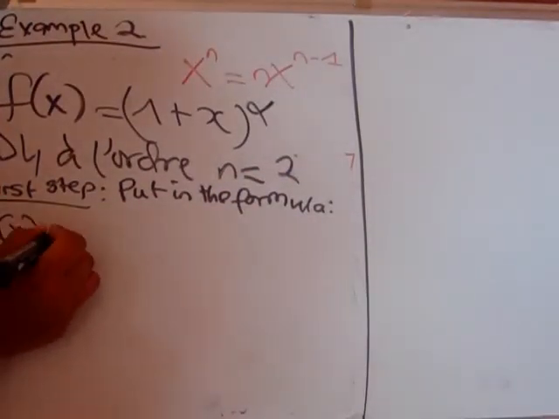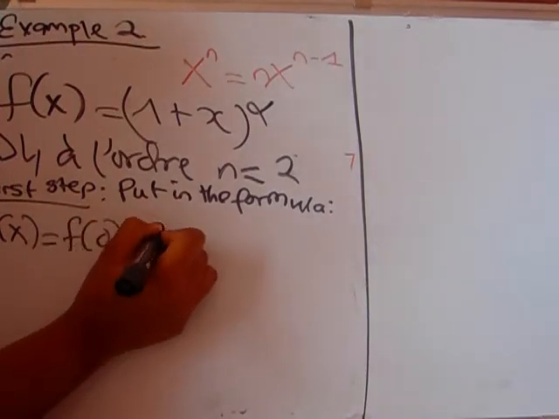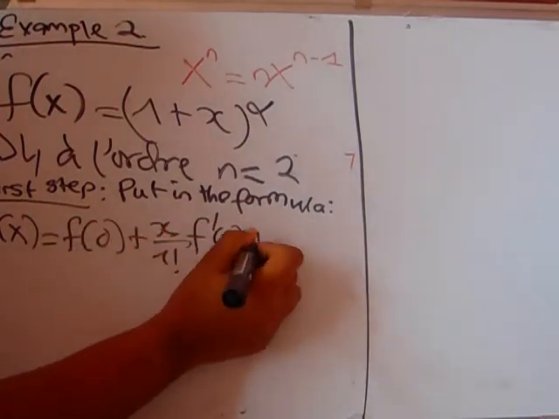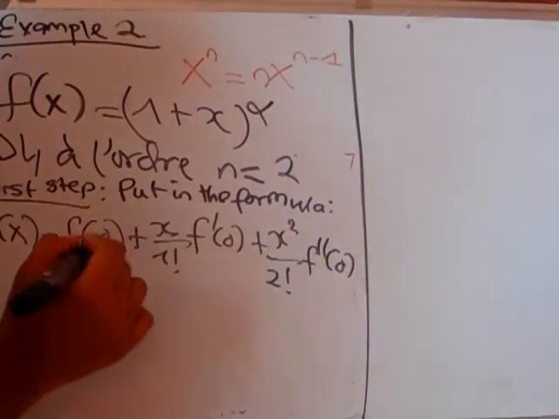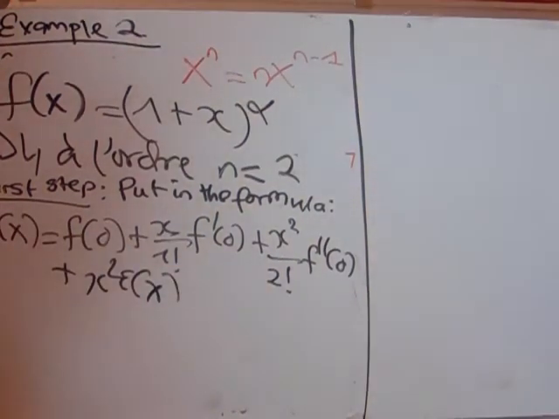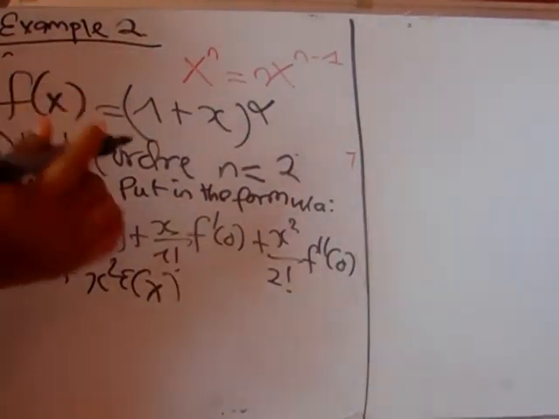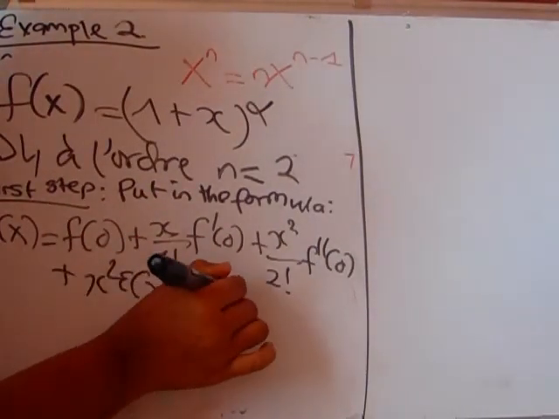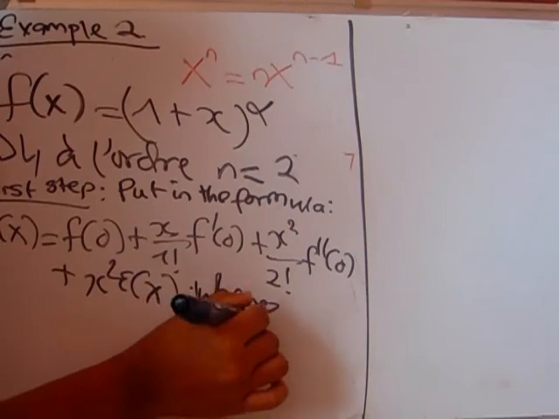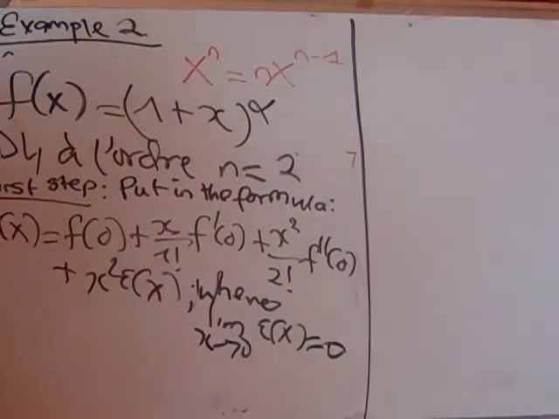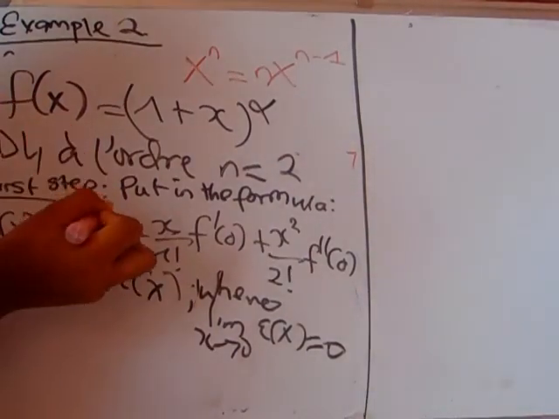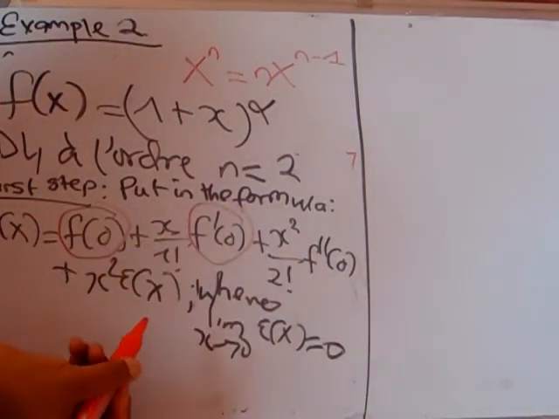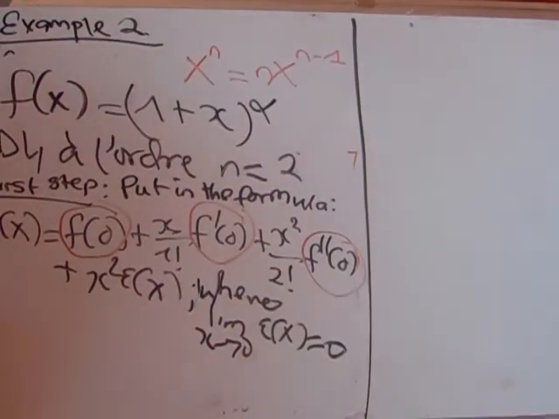So we have f of x is equal to f of 0 plus x over 1 factorial f prime of 0 plus x squared over 2 factorial f prime prime of 0 plus x squared epsilon of x. I'm stopping at x squared, remember, because of our order of 2, where the limit when x tends to 0 of epsilon of x is equal to 0. That's the first step, knowing what we are looking for. So in this case, we know that we are looking for f of 0, f prime of 0, and f prime prime of 0.